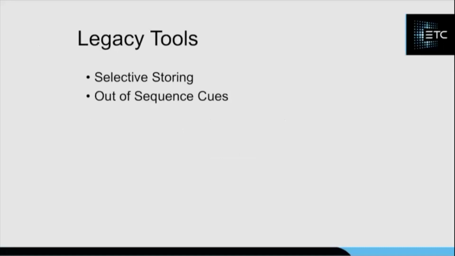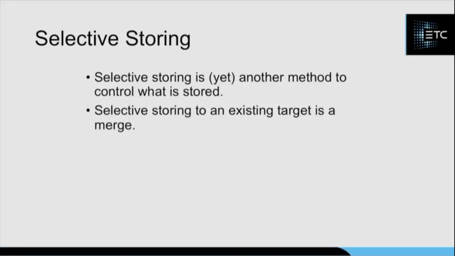Selective storing, we pretty much hit on. Selective storing is just another method to control what you're storing. It's in addition to filters, and in addition to the rules that we already have for record and record only. These channels, like color, record here. These channels minus intensity, record here. When you are selective storing to an existing target, you're merging the data. It's not a replacement. If you're not completely familiar with how selective storing works, but you often need control because of the number of inputs you might have at any given point during playback, it's something you should become familiar with.